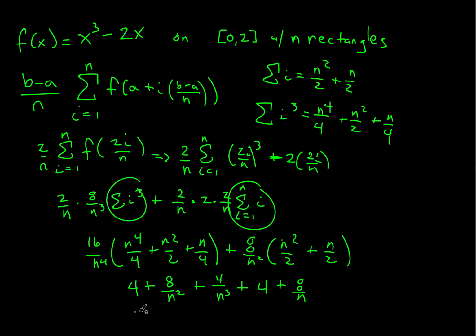Finally, we use that limiting argument on this and this guy, and this guy. As n gets bigger and bigger and bigger, these things might as well be 0. And we're left with 4 plus 4. So we'll say that the area under that curve on this interval is 16.